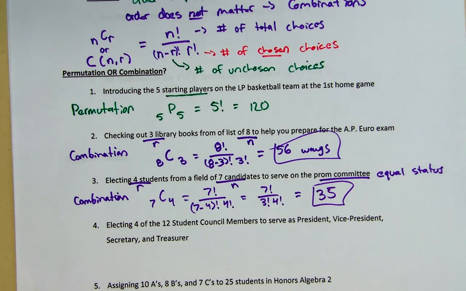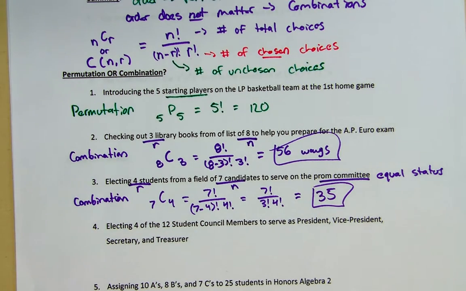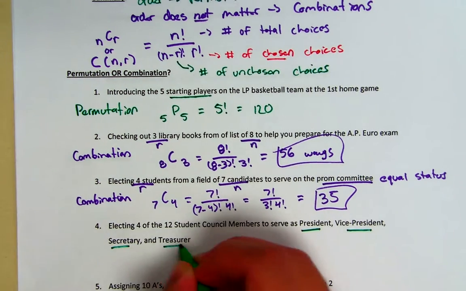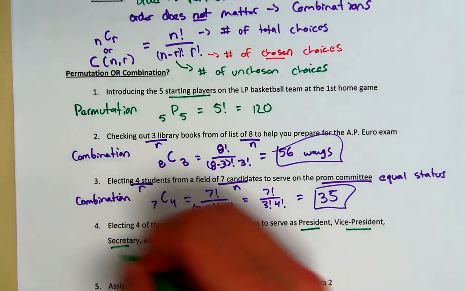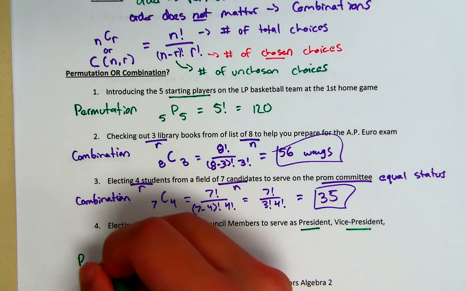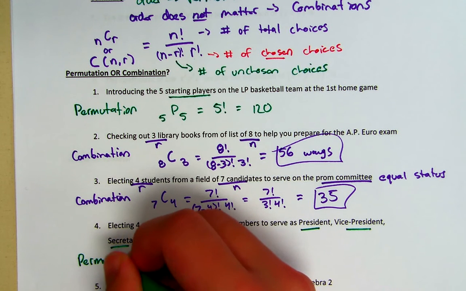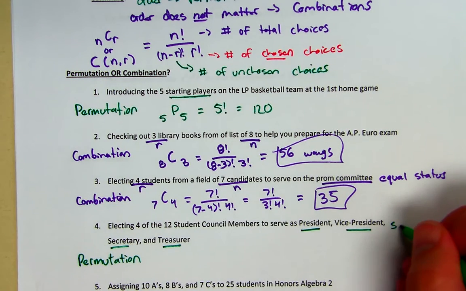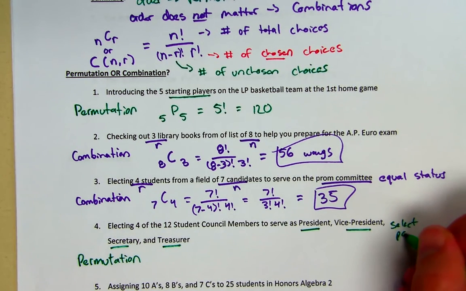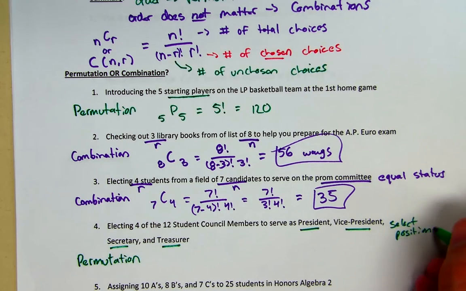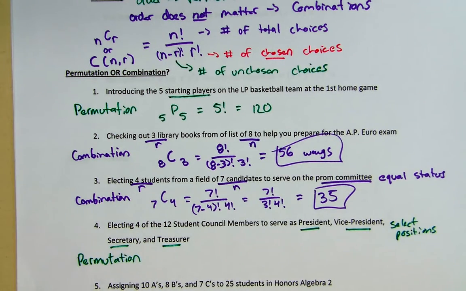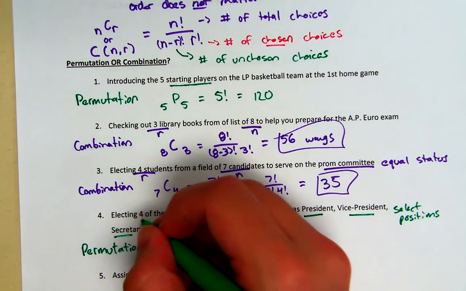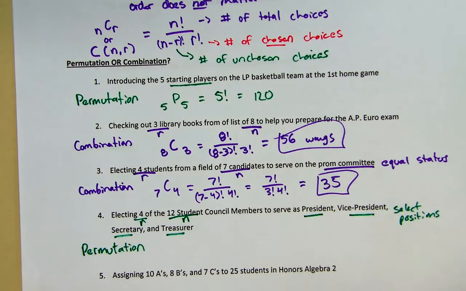Alright, moving on here. So this is where we're talking about electing 4 to serve as president, vice president, secretary, and treasurer. Since there's a selected position, this is a permutation. So that's again, select positions. That means the order of those positions matters.